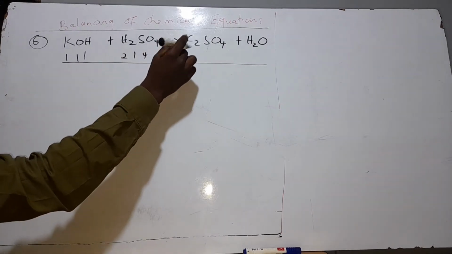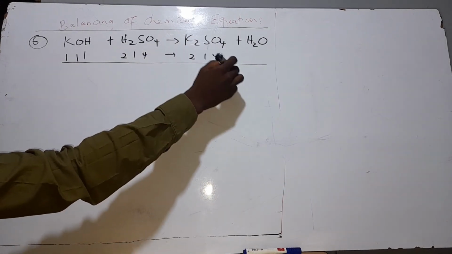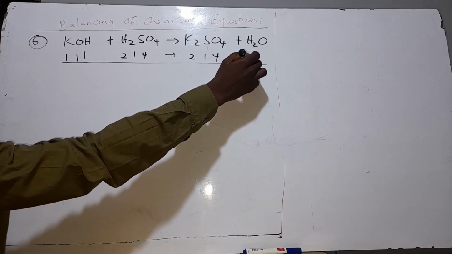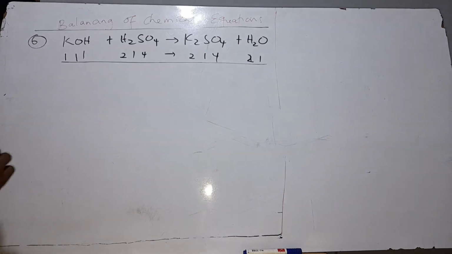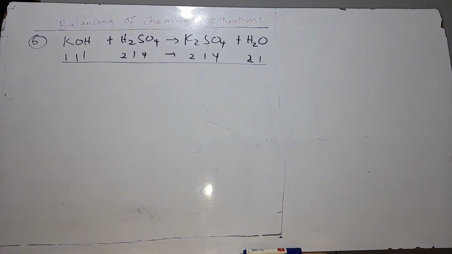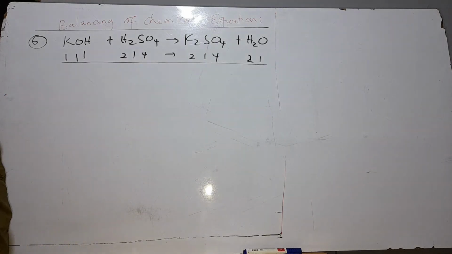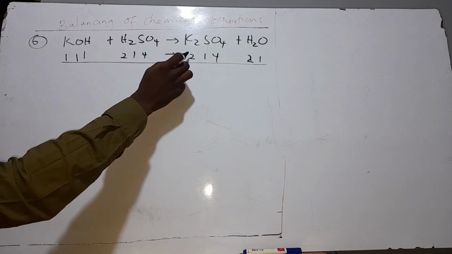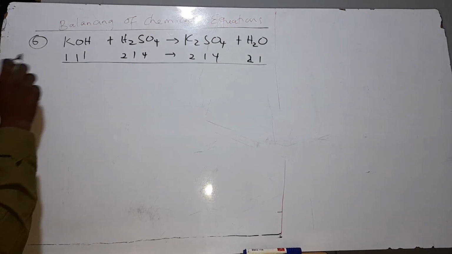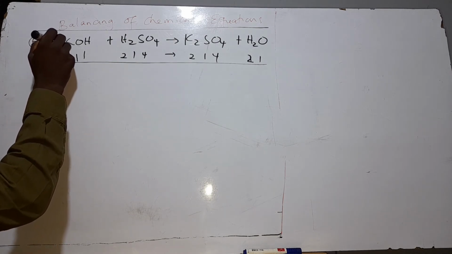How many K do we have here? We have 2. We have 1 S and we have 4 O. How many H? We have 1. We have 2 and we have oxygen to be 1. To balance this equation, we want to start with K and S. How many K do we have here? You look through, we have only 1 K here. And how many K do we have here? We have 2 K's here. So what will I do to this K to give me 2? I have to introduce 2 here.